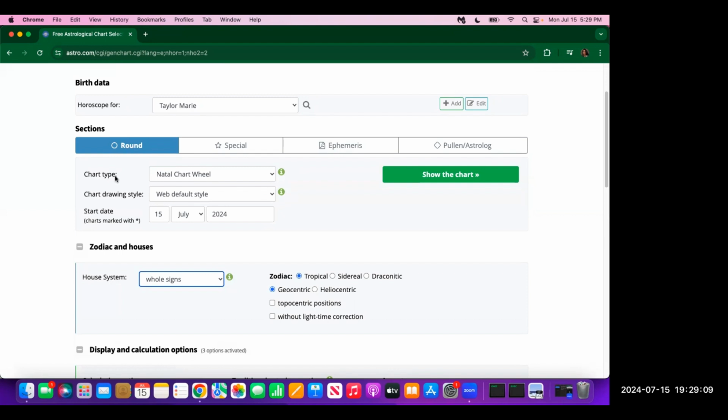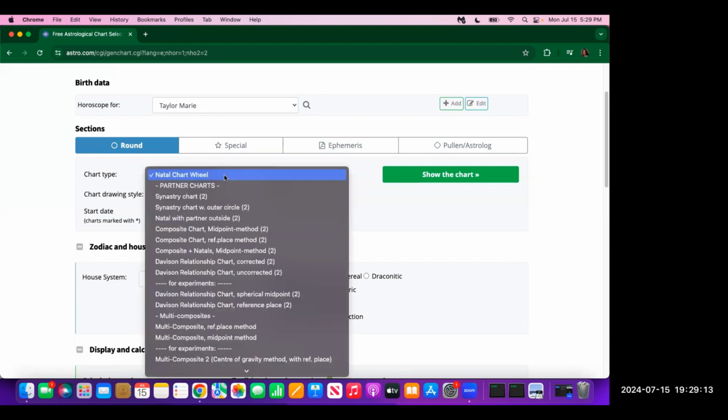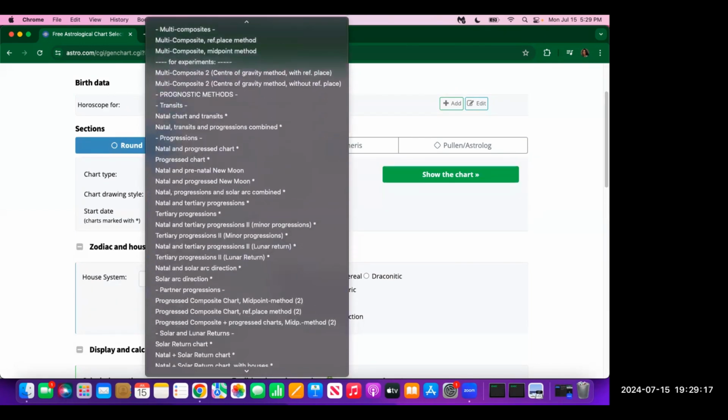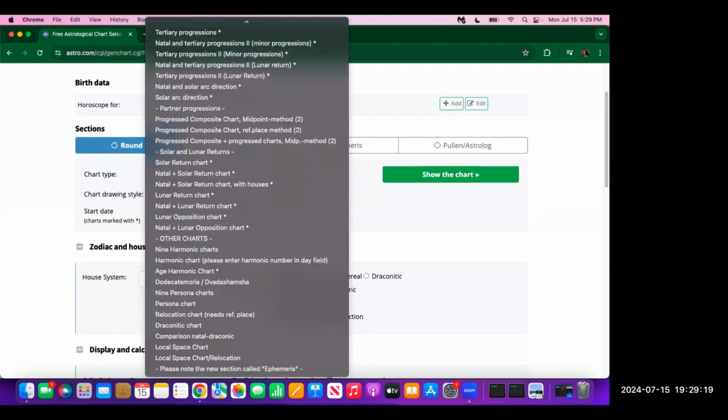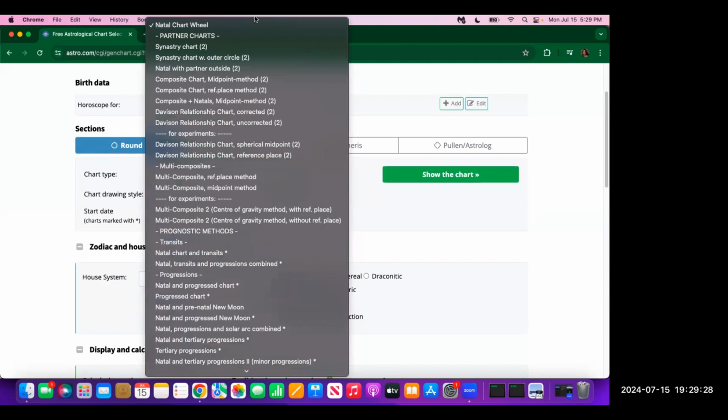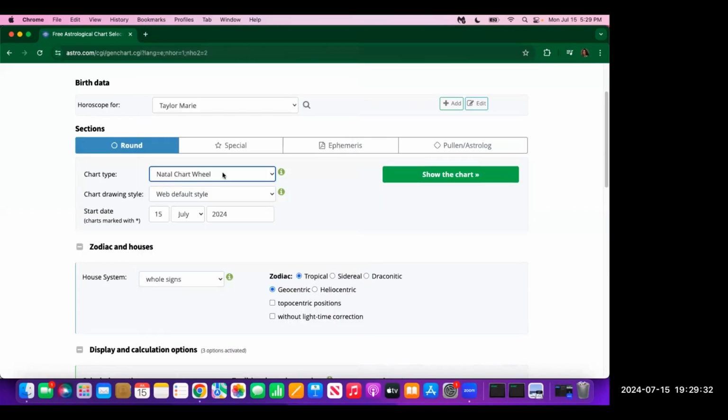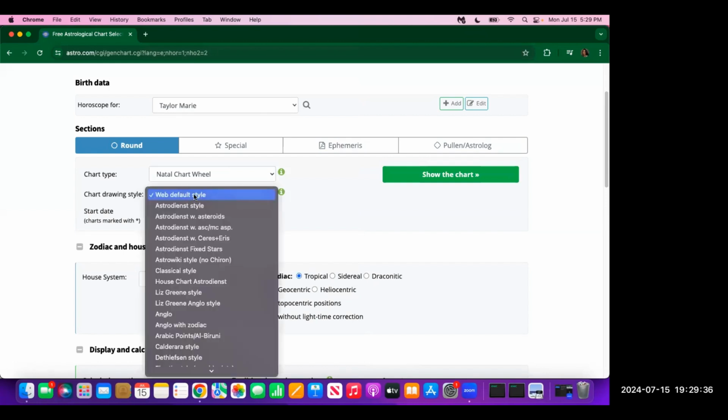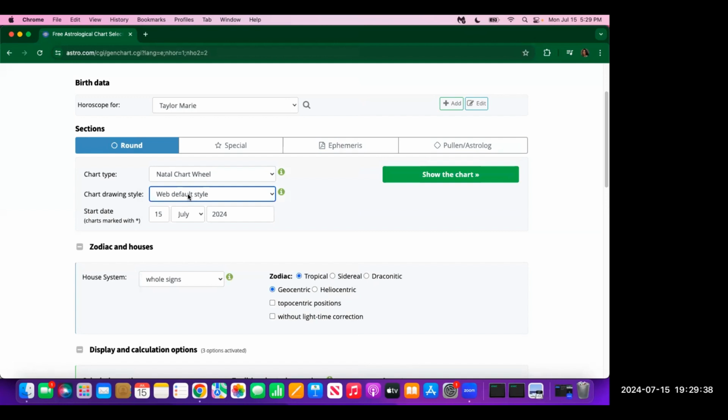Your chart type. Now, today we are pulling up our natal chart wheel. That should also be the default setting. However, as you could see, there are so many different charts that you could cast. And I would be happy to do more panels on your relocated chart, your progressed chart, all of that stuff. I would be happy to do that. But today we're just going to focus on natal chart wheel. Chart drawing style, we're going to keep it as web default style. So we're going to keep that the same.